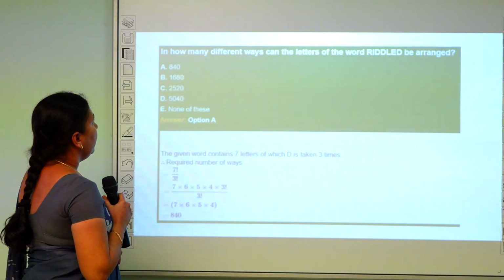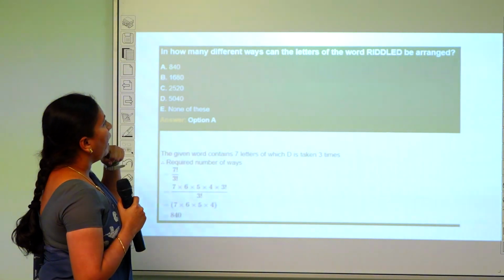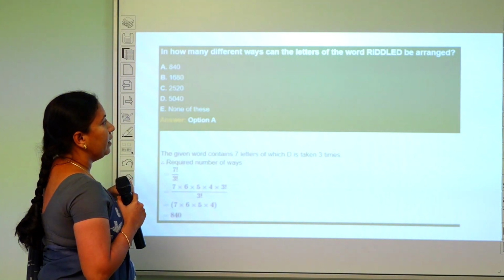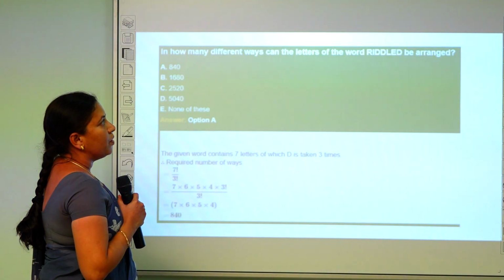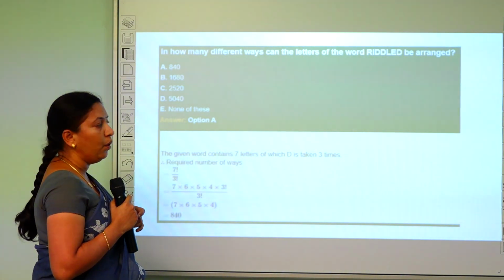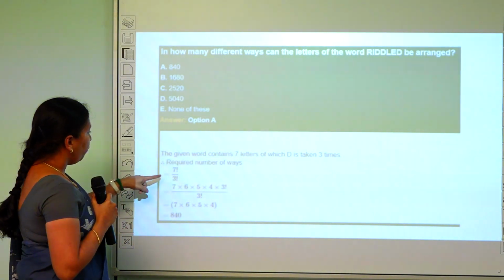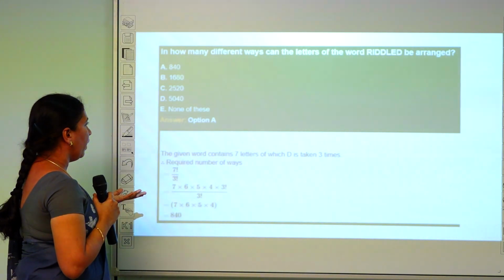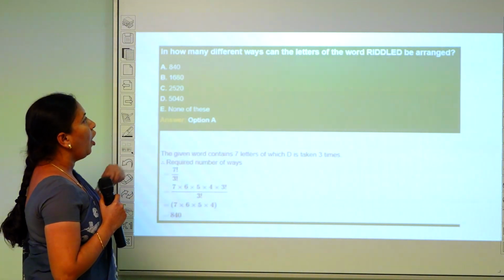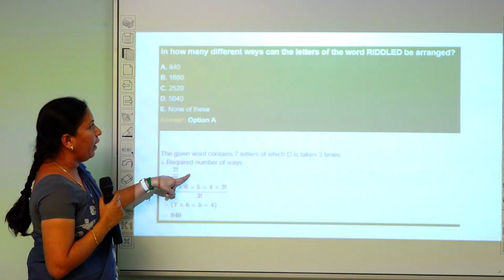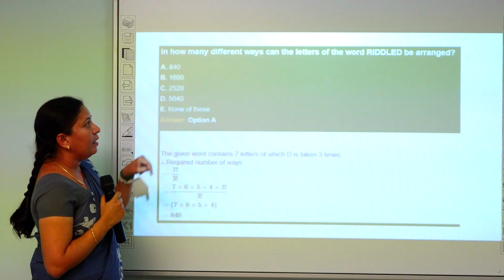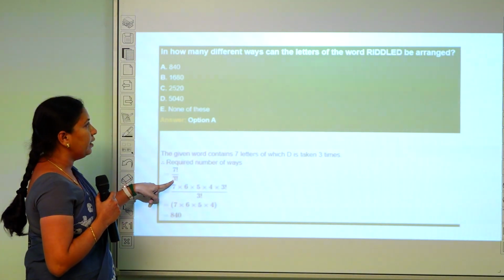And next question, in how many ways can you arrange the letters of the word riddled? In riddled, the letter D is repeated 3 times. So here the repetition is allowed, so you have to follow a different procedure for this one. First you have to count as usual how many letters are there in the word. There are 7 letters, so 7 factorial, and D is repeated 3 times. That should be mentioned in the denominator.